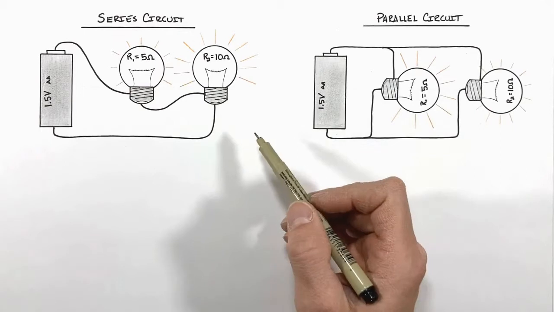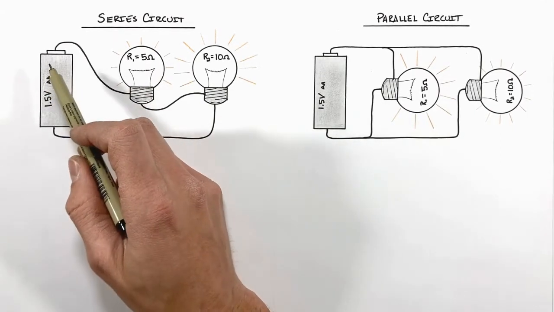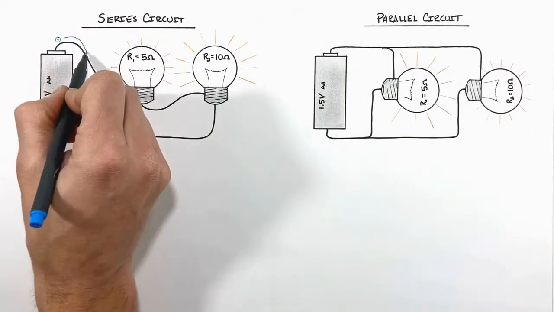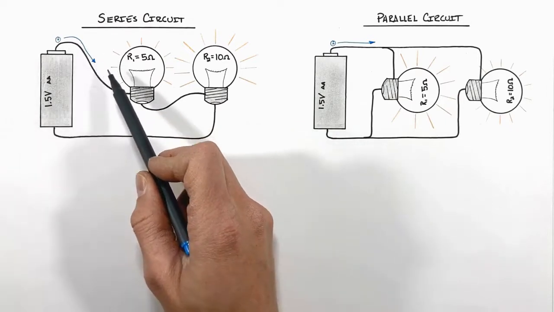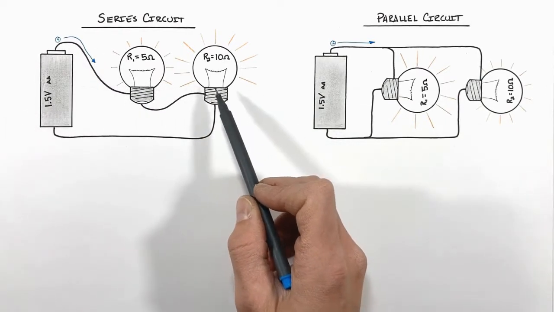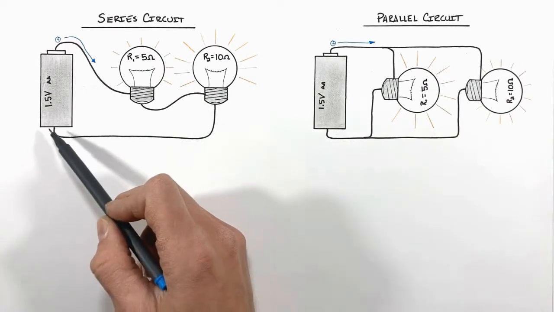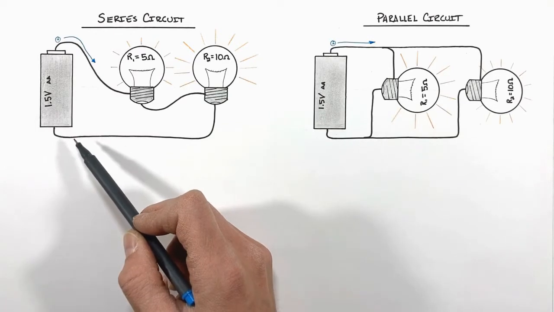And to understand why the wiring is so important, we need to take a look at a charge coming out of each battery. In a series circuit, a charge comes out of the battery along this wire and travels first through one resistor, then through the other resistor, and finally back to the battery. There's only one path along which this charge can flow.